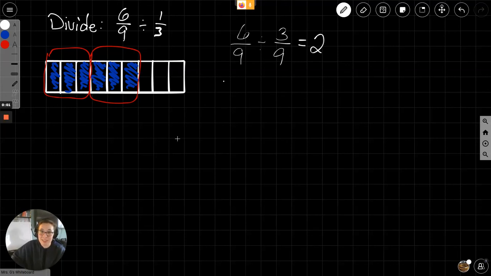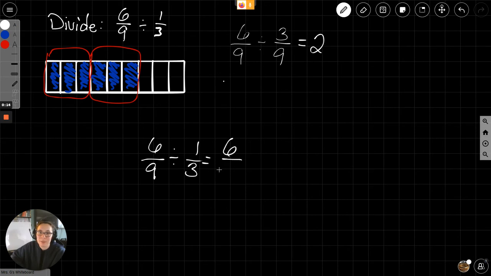This is not an official example, so I'm not going to label it as an example. Now, some of you are looking at this going, but why can't I just do 6 over 9 divided by 1 over 3? 6 divided by 1 is 6. 9 divided by 3 is 3. And that equals 2. Huzzah! Woo! It's the same answer.